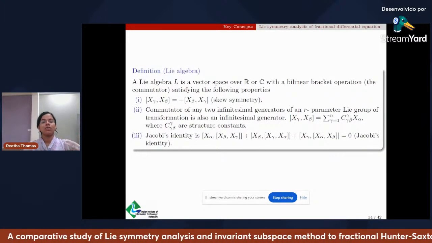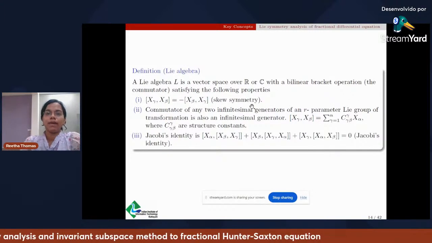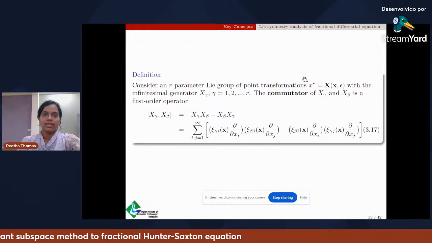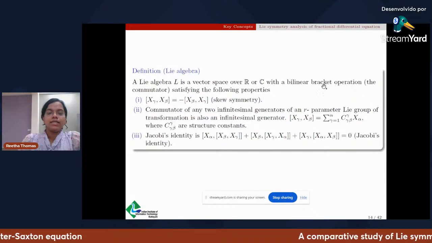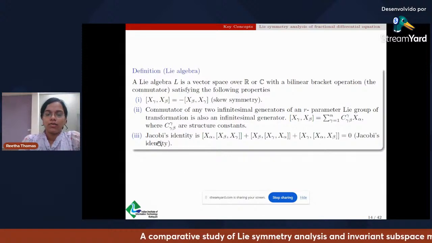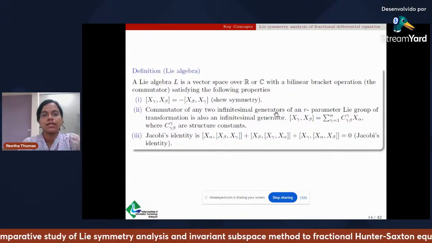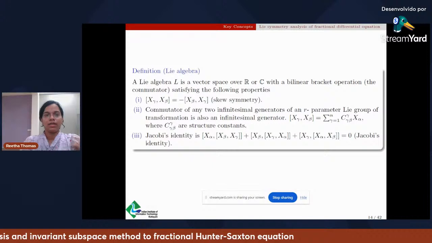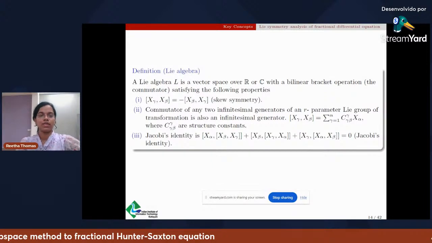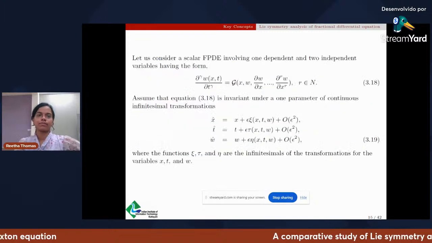A Lie algebra is a vector space over the real numbers with the bilinear bracket operation defined like this: the commutator relation X gamma X beta satisfies these three properties, that is skew symmetry, Jacobi identity, and the commutator of any two infinitesimal generators is another infinitesimal generator. That is, if X1, X2, X3 are infinitesimal generators, then X1 X2 is X1 or X2 or X3 or a combination.